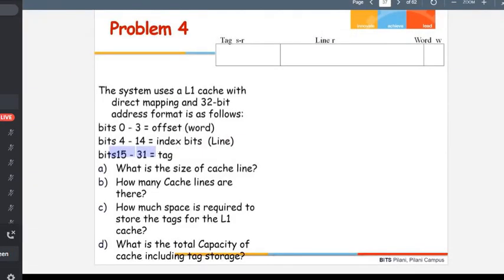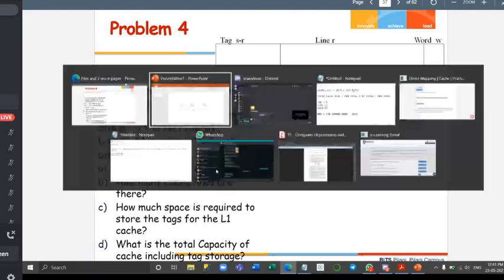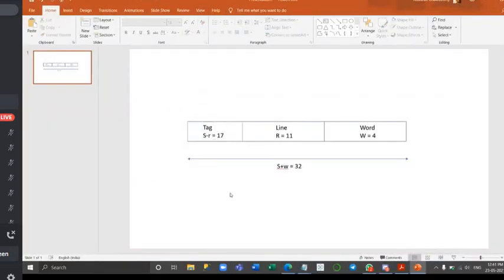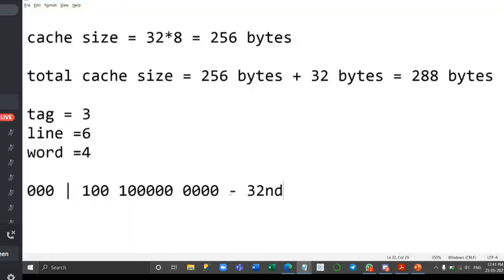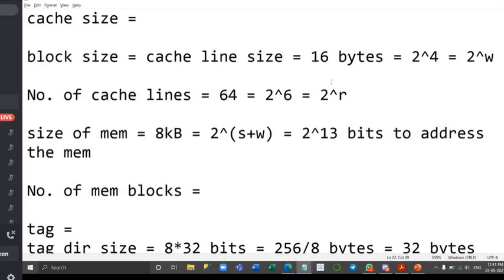What is the size of the cache line? Now, from here, I'll go up there and try to compute all of this.